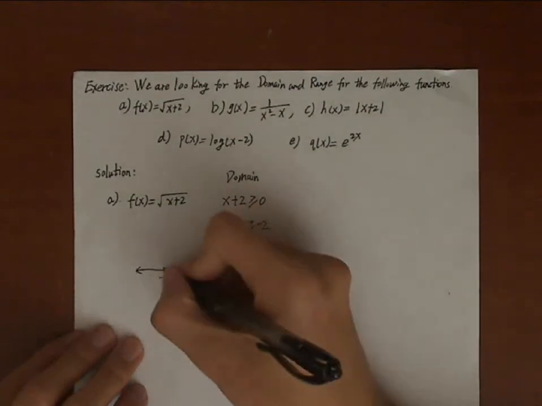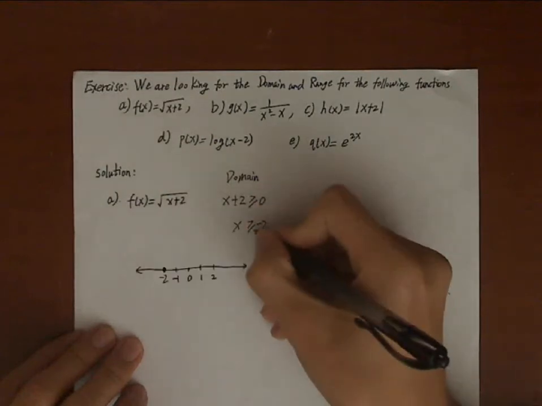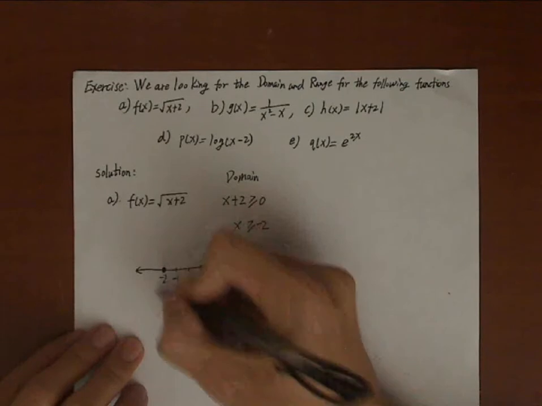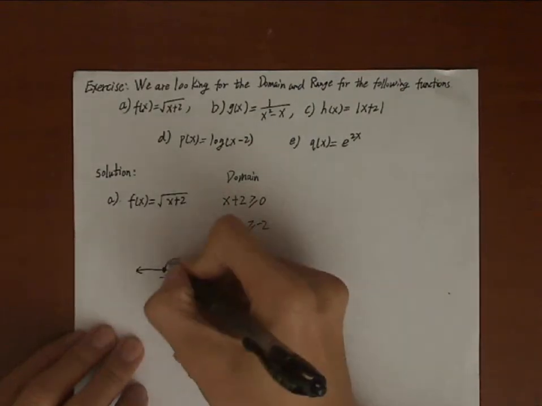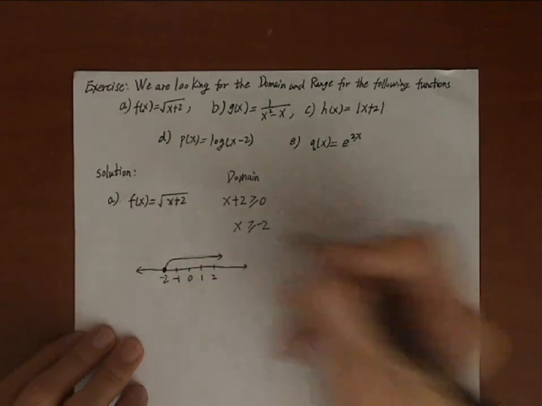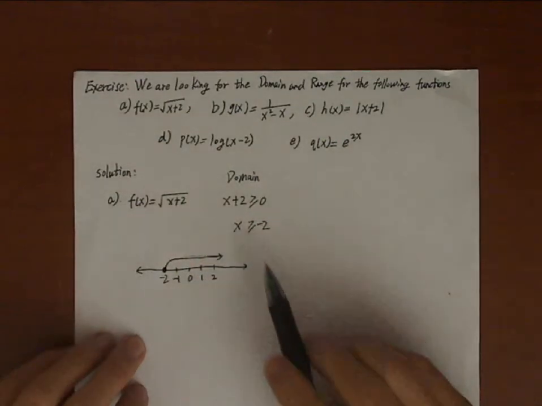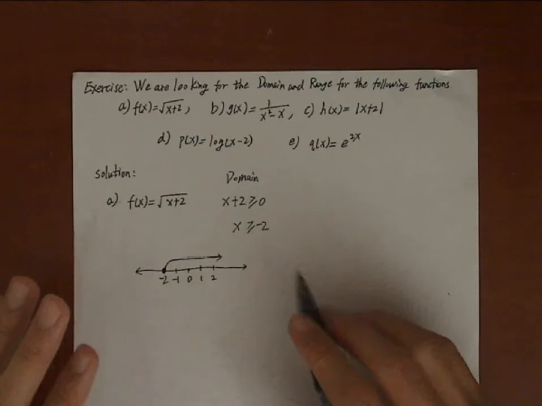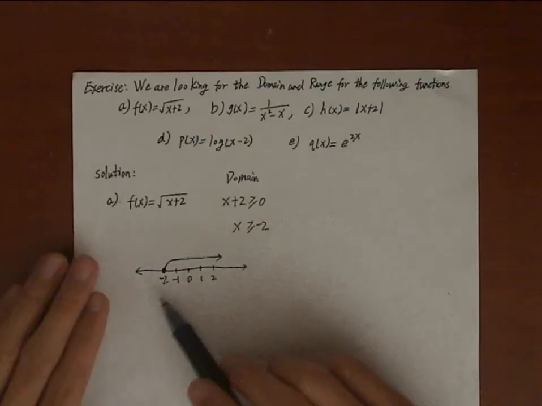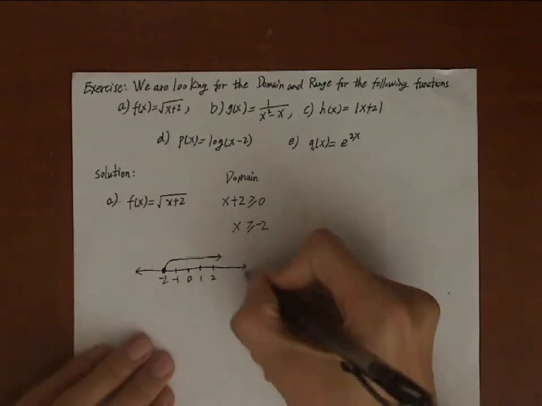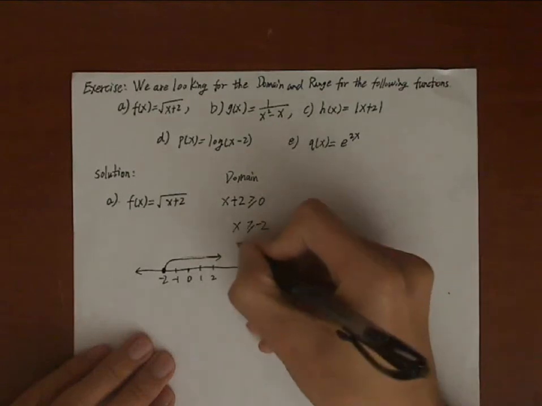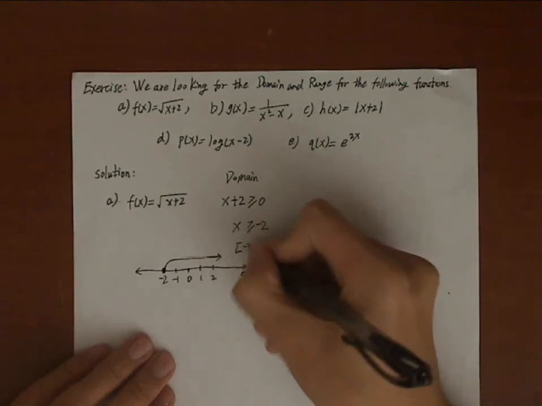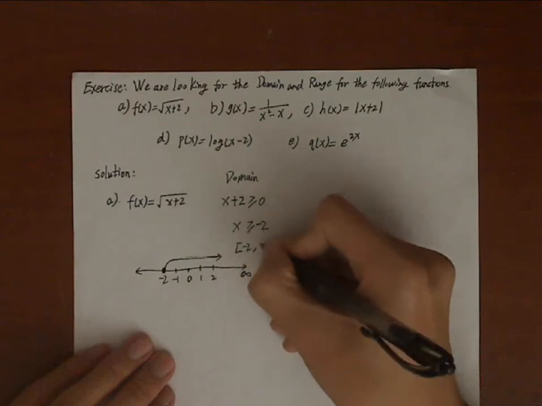Since x is also equal to -2, I put a big solid dot right there, and I go all the way to the right side, because it's greater than. So the domain is all the numbers from -2 to infinity. Another way of writing it is this.